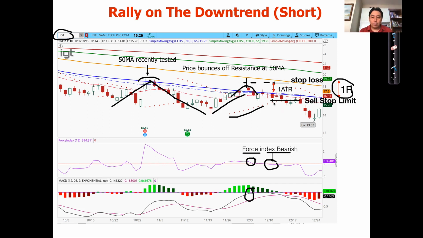And again, you could put your profit target somewhere there to take half your profits off the table, and the other half, you could ride the trend all the way down. Take profits when the 20 crosses back above the 40. And again, shift your stop loss down to protect your profits along your journey. So that's the short setup for the rally on the downtrend.